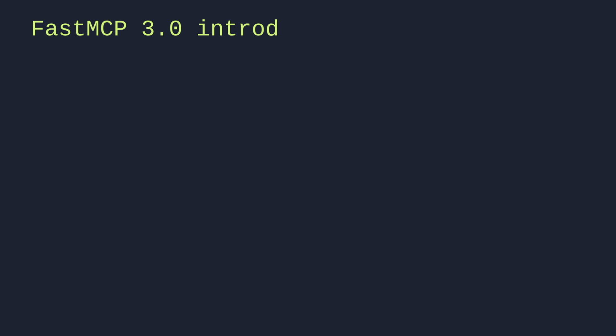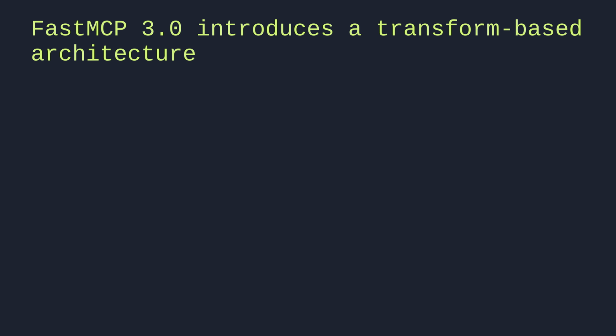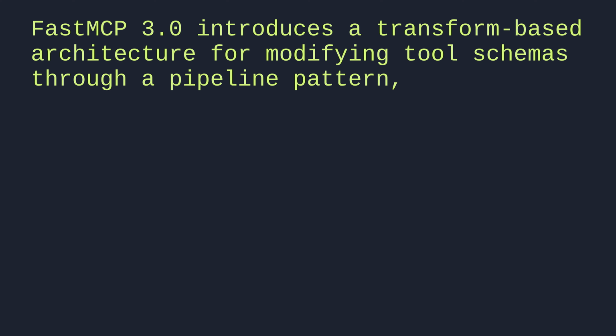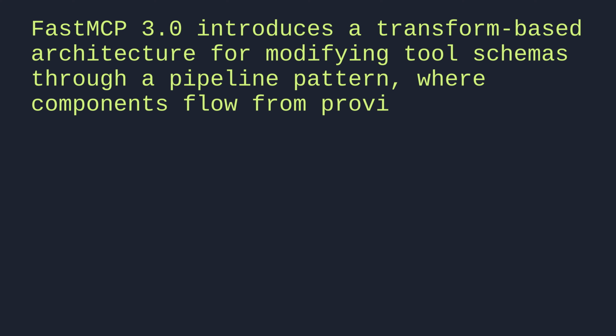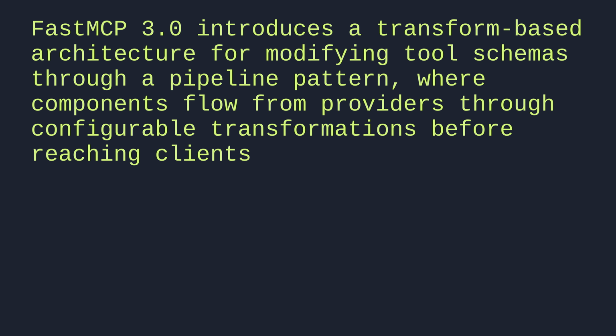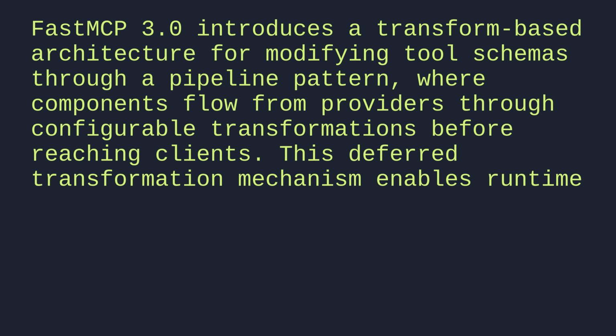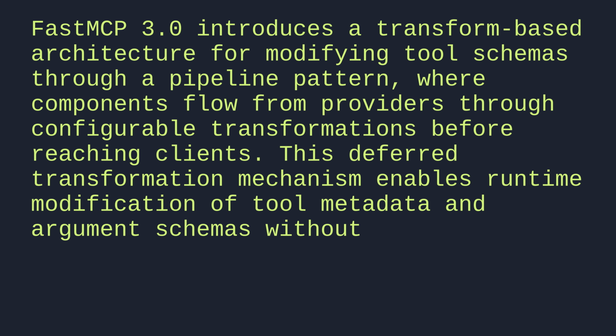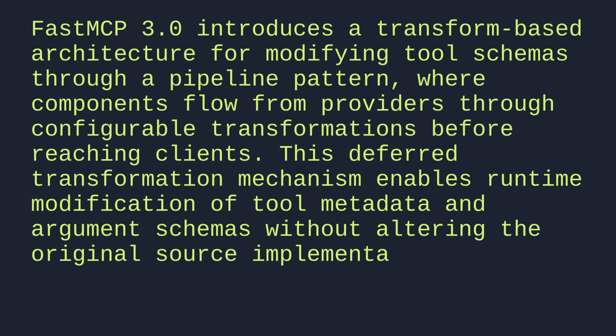FastMCP 3 introduces a transform-based architecture for modifying tool schemas through a pipeline pattern, where components flow from providers through configurable transformations before reaching clients. This deferred transformation mechanism enables runtime modification of tool metadata and argument schemas without altering the original source implementation.